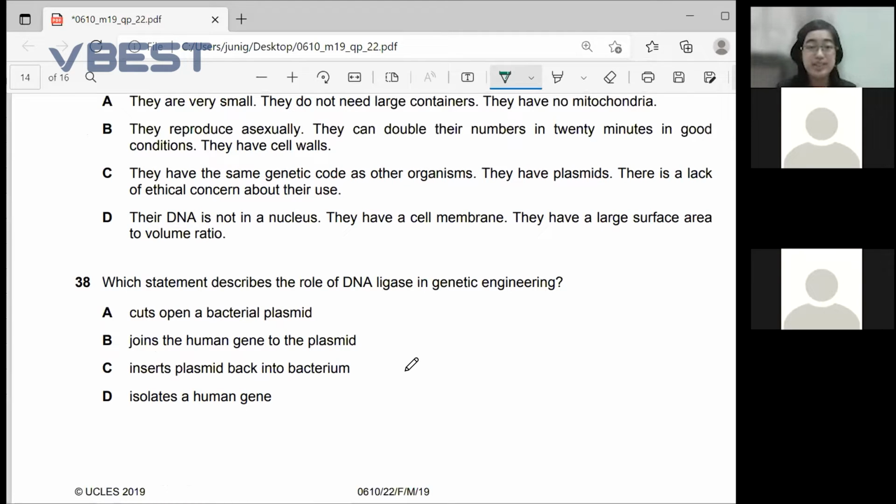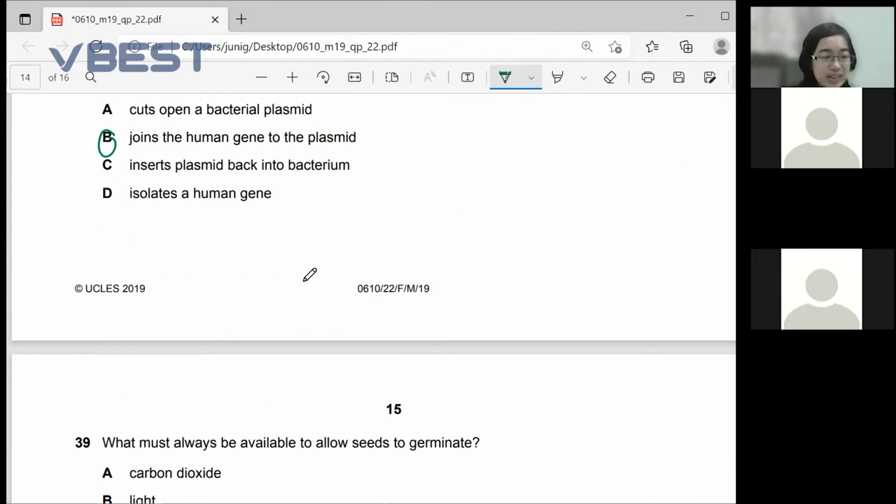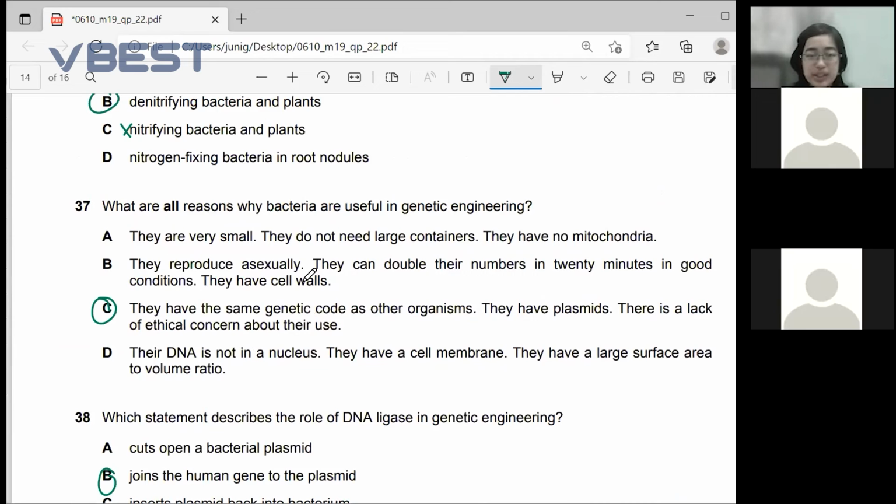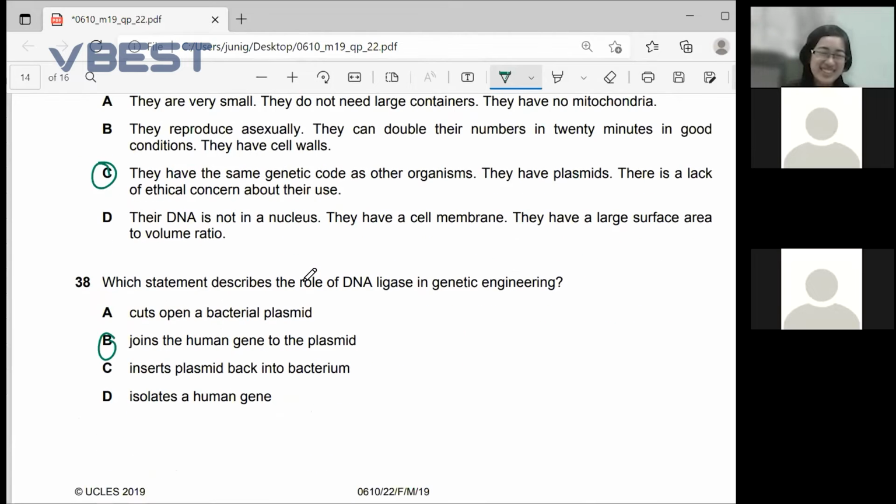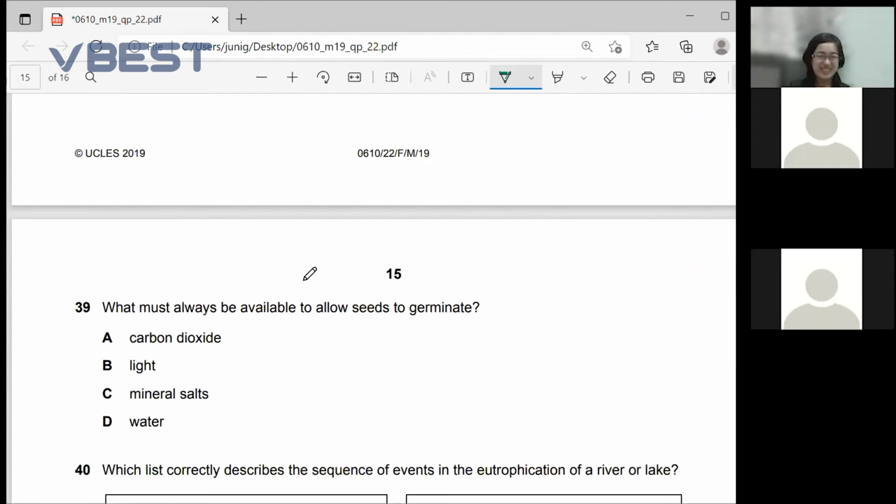Okay, 38. Which statement describes the role of DNA ligase in genetic engineering? Okay, it says B joins the human gene to the plasmid. Yeah, basically, yeah. So that is the role of the DNA ligase. Sorry, 37. Why not B? They reproduce asexually. They can double their numbers in 20 minutes. They have cell walls. So the third one, they have cell walls for what? Okay. It's okay. No, good to know now.